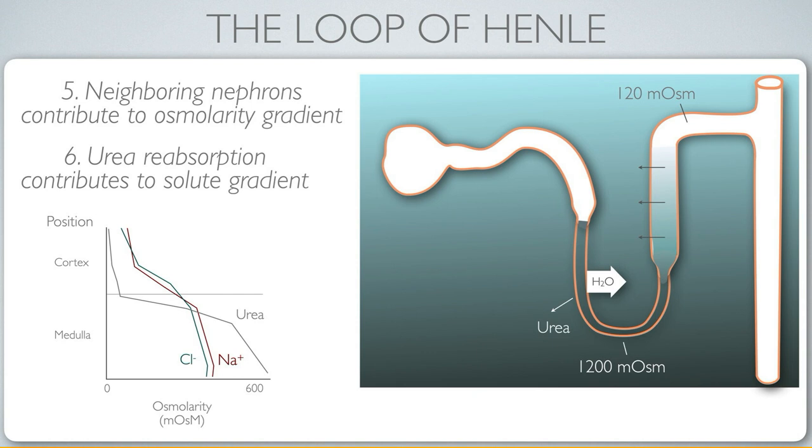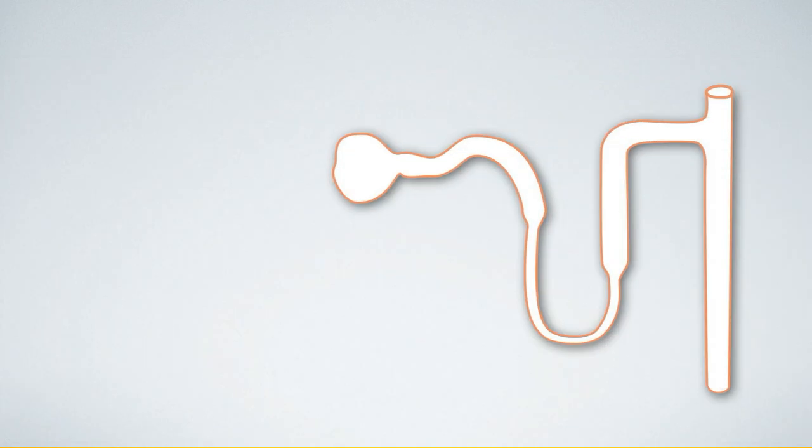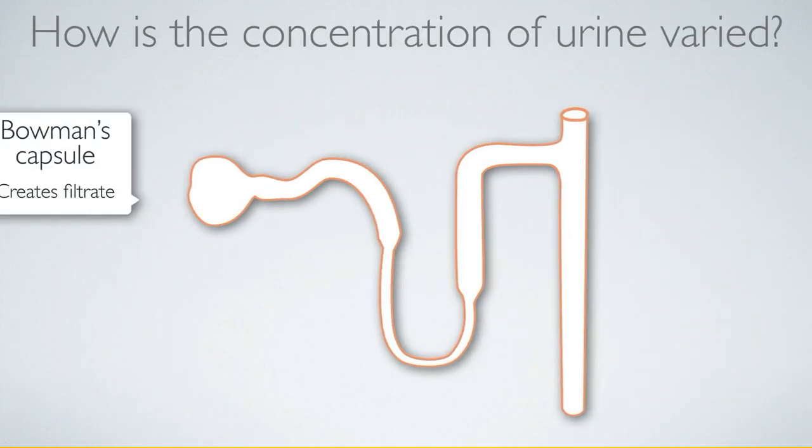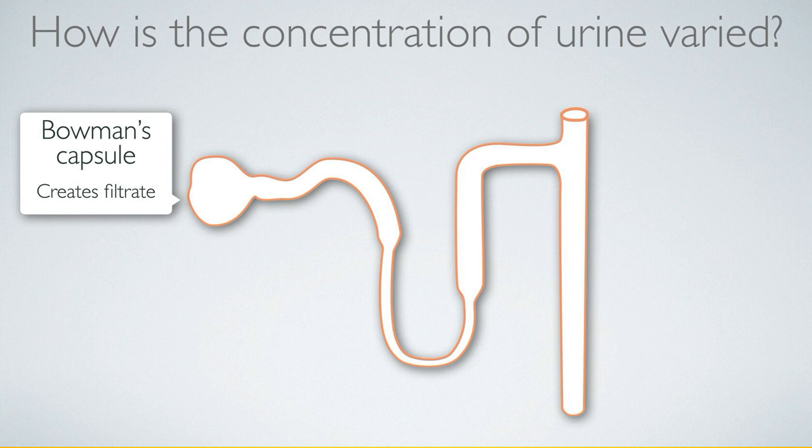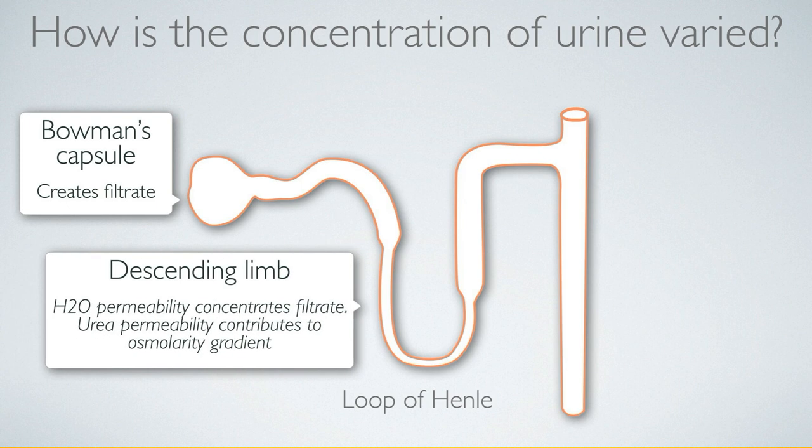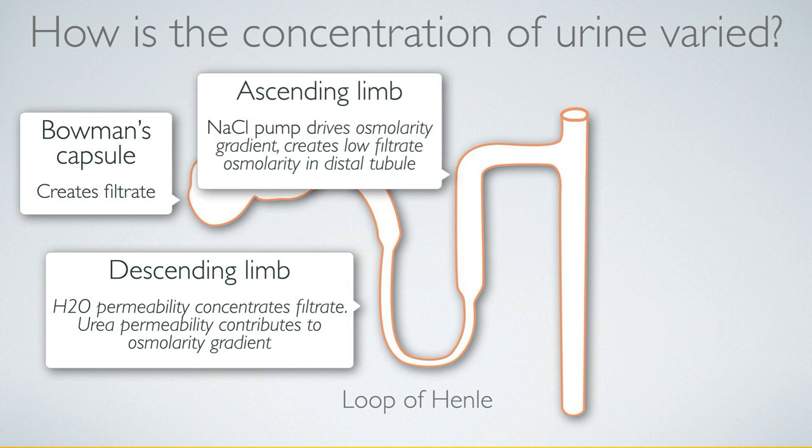So the initial question that we set out to address is, how is the concentration of urine varied? In the previous lecture, we considered how the Bowman's capsule creates the filtrate. On the descending limb, we have high water permeability, which concentrates the filtrate, and we just saw how urea permeability contributes to the osmolarity gradient. Then the ascending limb has this sodium chloride pump, which drives osmolarity, and it also reduces the osmolarity of the filtrate, so that the osmolarity of the filtrate in the distal tubule sets the minimum osmolarity that the urine can achieve.